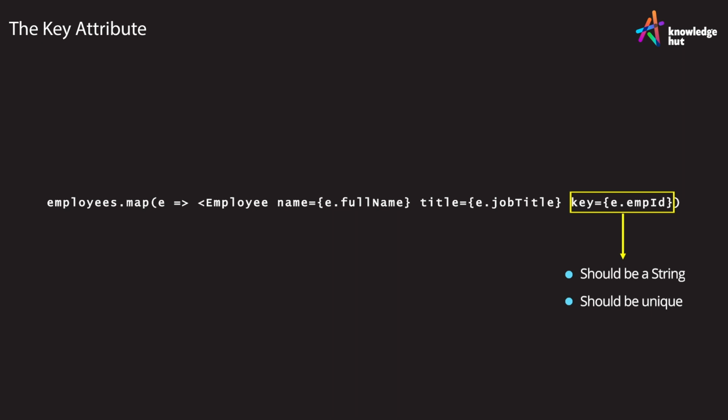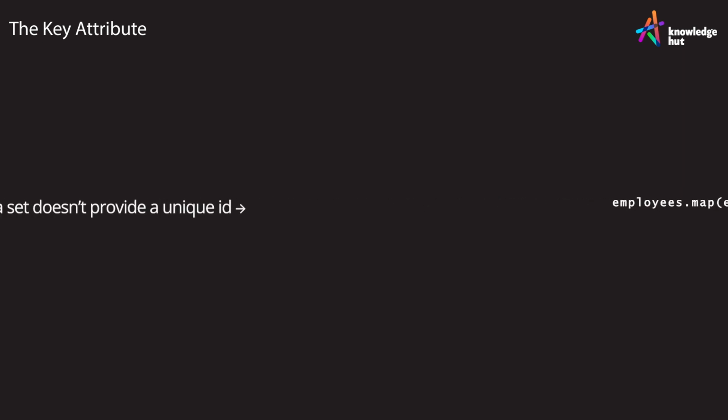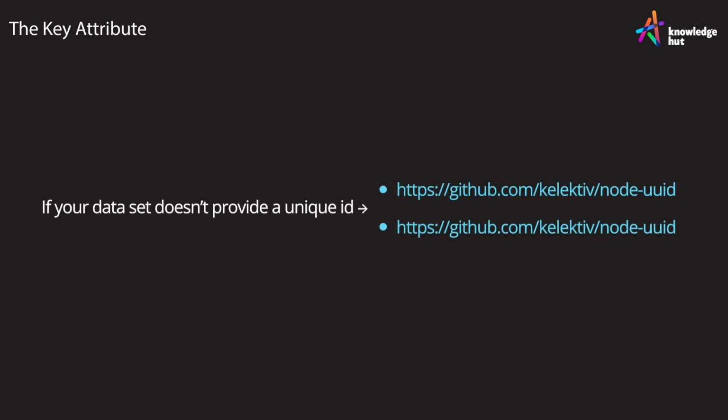So, unique string values for the key prop are mandatory when rendering lists of child elements or components in React. If your dataset doesn't provide such properties, then I recommend using the UUID or short ID packages from NPM to add such IDs before they are rendered in a React application.